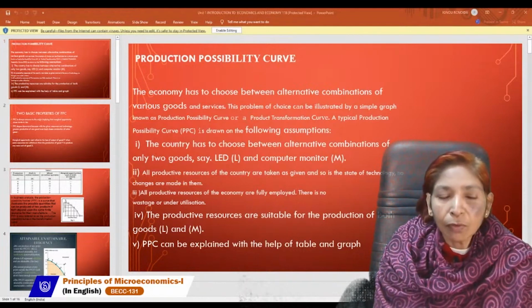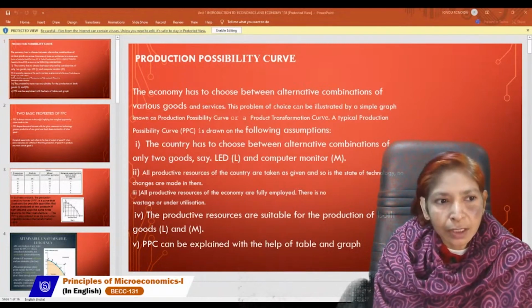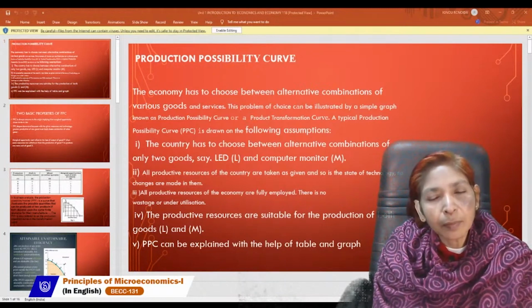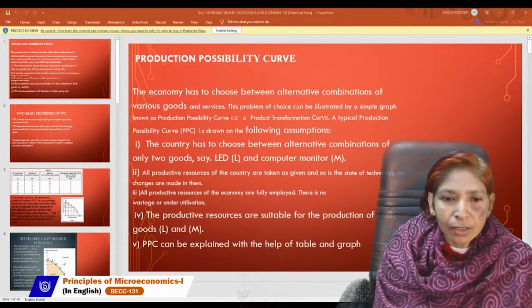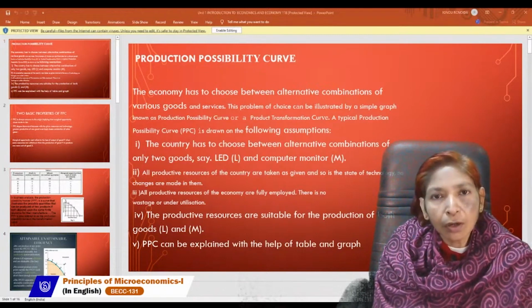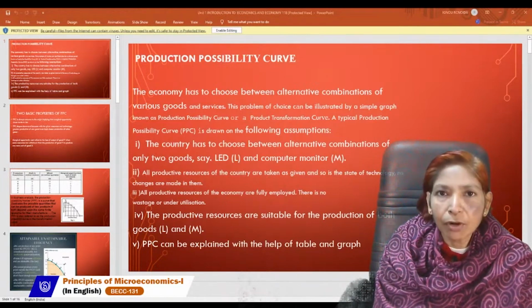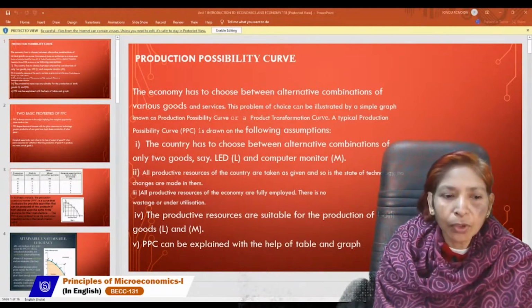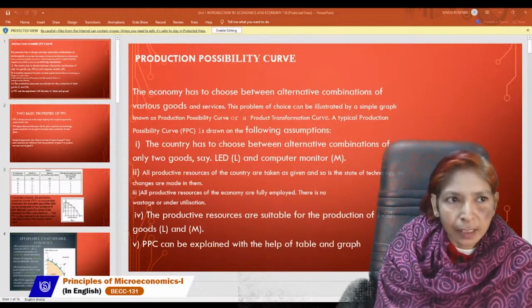The PPC slope is always downward because, with the given resources and technology, greater production of one good must imply lesser production of the other good. And the definition of marginal opportunity cost is that it refers to the loss of output of good Y when some resources are withdrawn from the production of good Y to produce one more unit of good X. Now this table shows clearly what PPC is.